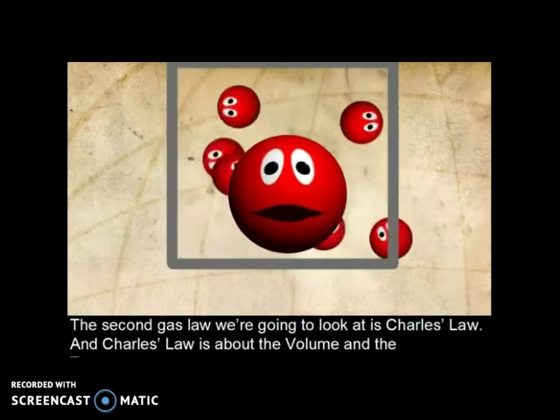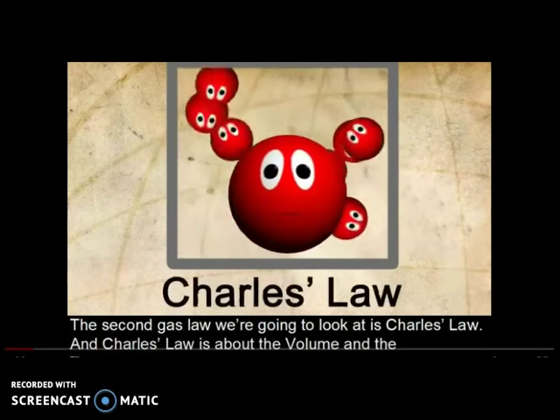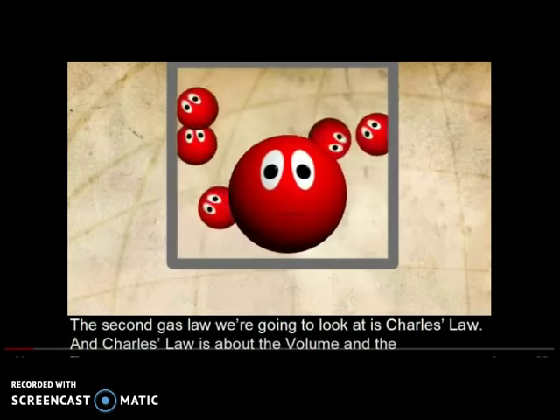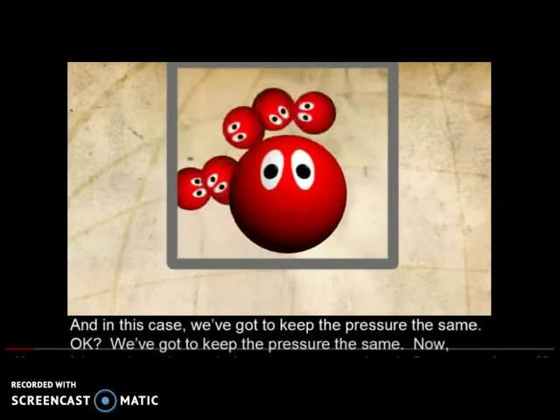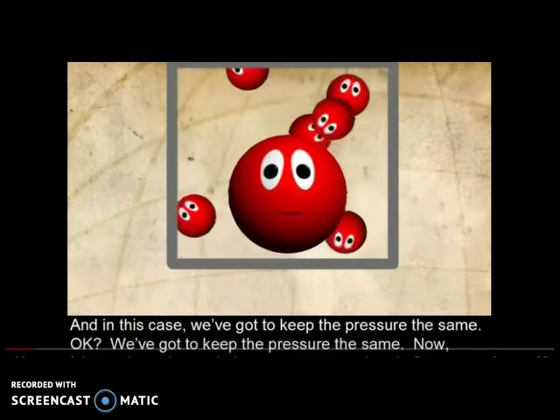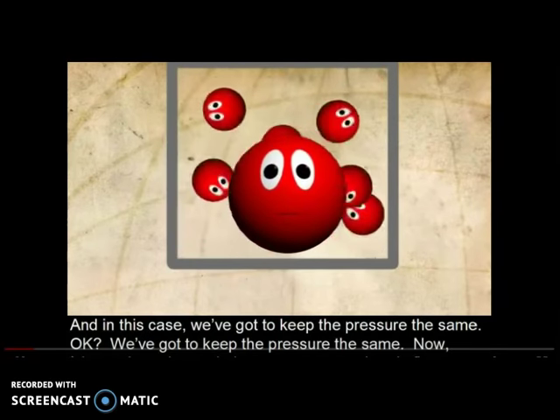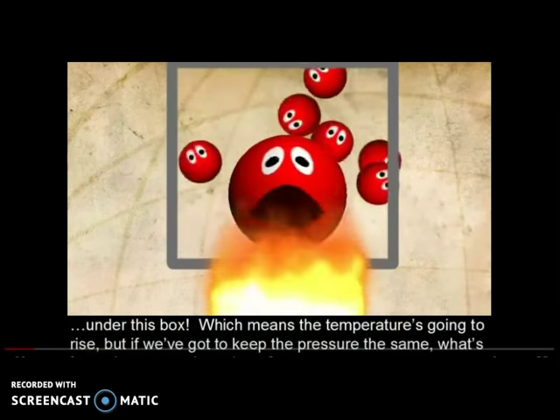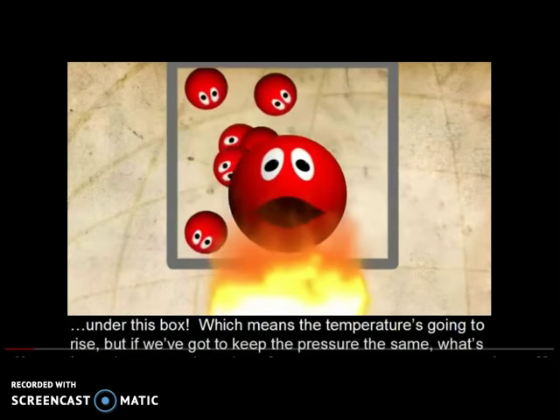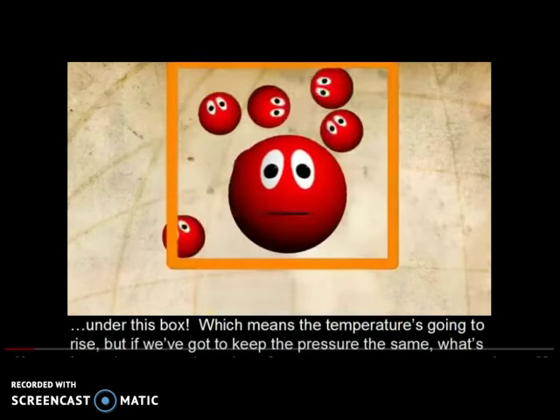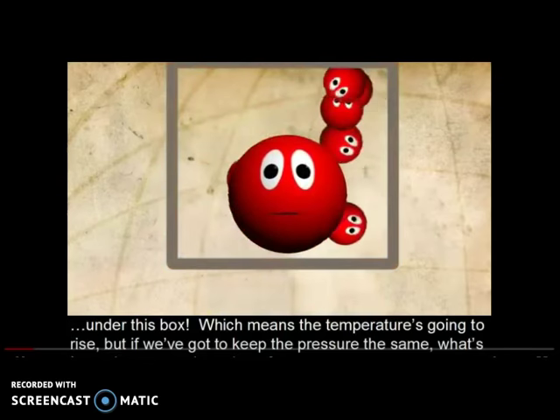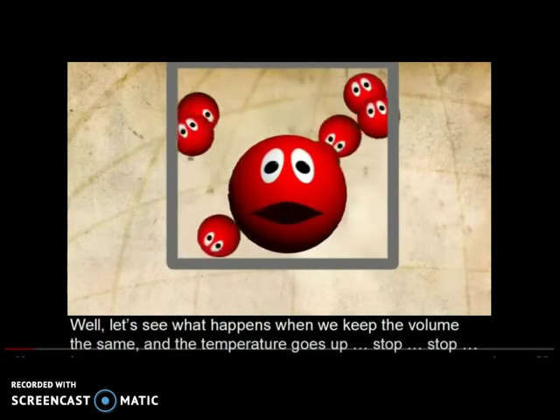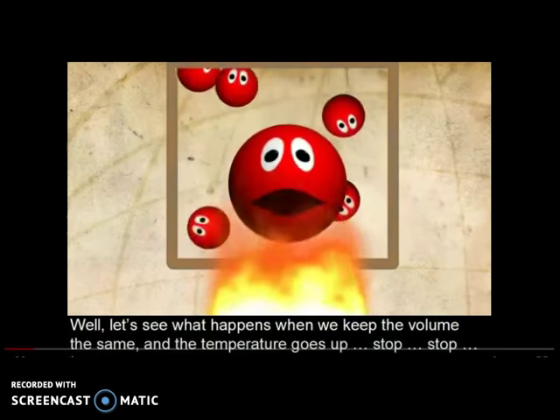The second gas law we're going to look at is Charles' Law. And Charles' Law is what happens to the volume and the temperature. And in this case, we've got to keep the pressure the same. Okay? Got to keep the pressure the same. Now, what we're going to do is, as you can see, there's some flames under this box. Which means the temperature's going to rise. But if we've got to keep the pressure the same, what's got to happen to the volume? Well, let's see what happens when we keep the volume the same and the temperature goes up.